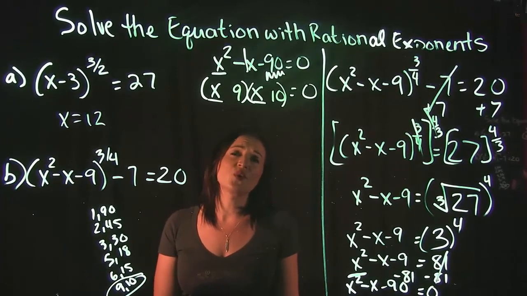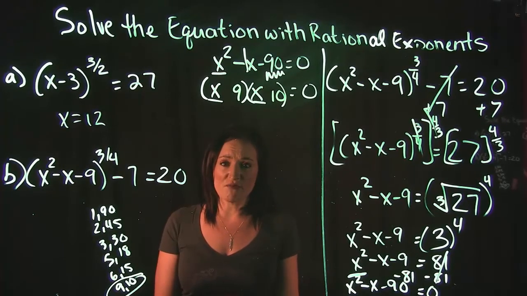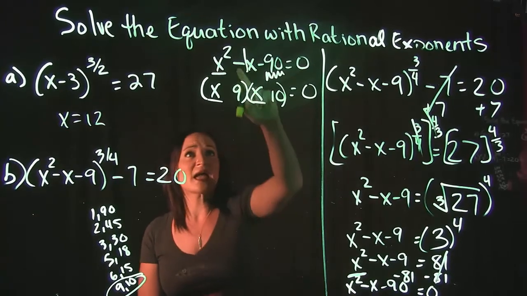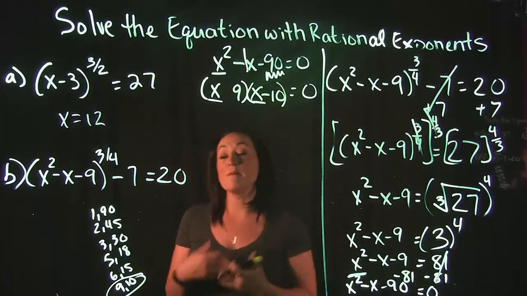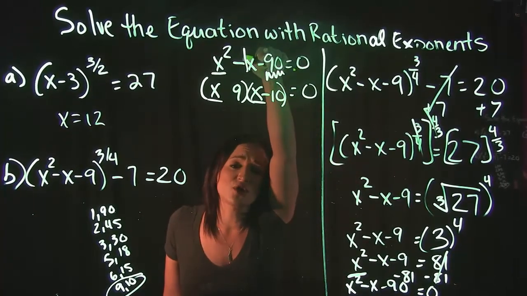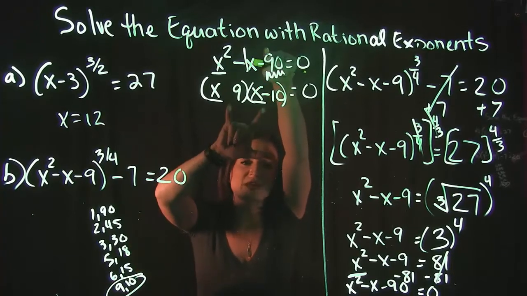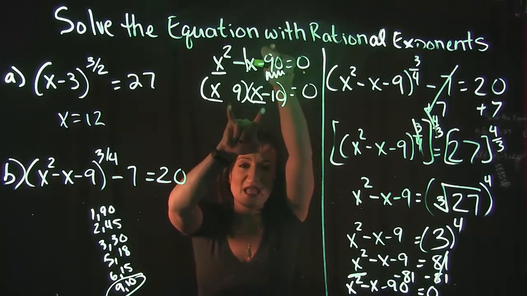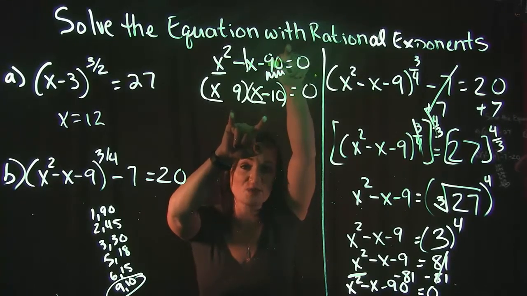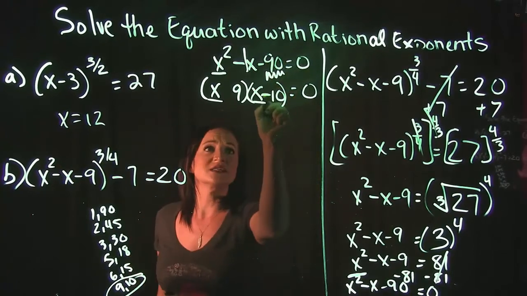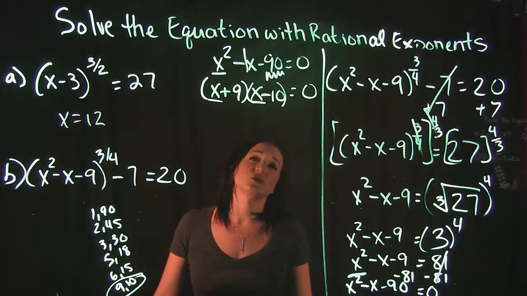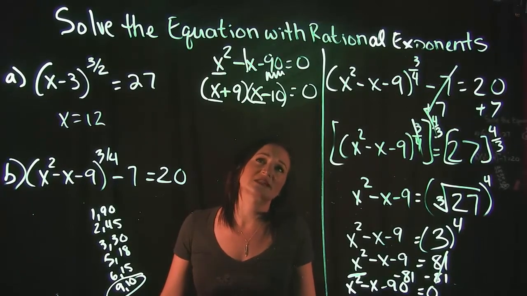And again, keep in mind the rule when it comes to your signs. Whatever sign the middle term has, the bigger number has to have it. Because the middle term is negative, that means this bigger number of 10 must also be negative. But then you look at your back term here. If your back term is positive, that means these have to have the same sign. If your back term is negative, these have to have different signs. Our back term is negative, which means we must have different signs. And since the 10 is negative, that means the 9 has to be positive. So it factors to x plus 9, x minus 10.